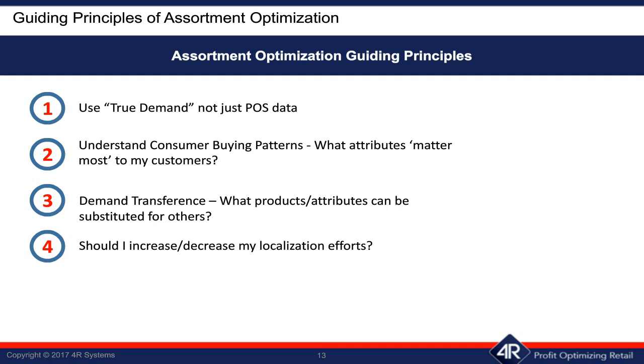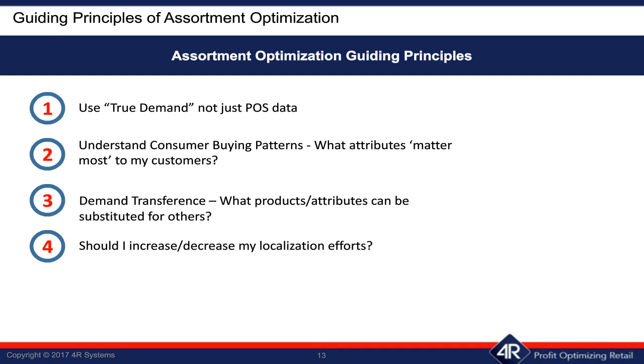Demand transference, a key type of thought process, which is not just what products or attributes can be substituted for each other, but it's also how you look at the measure of transference on a percentage basis between either products or attributes one to the other.